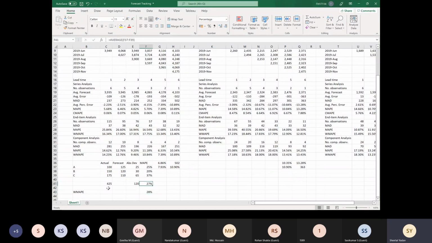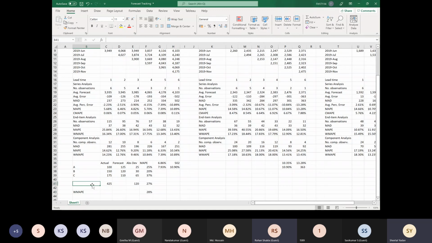MAPE is mean absolute, so you're trying to take a mean of your absolute percentage error. So you're giving equal importance to all of the items and not their actual weight. But in WMAPE, you give importance to the actual value of each of the individual items as well.